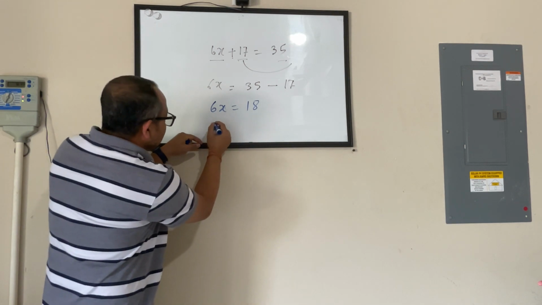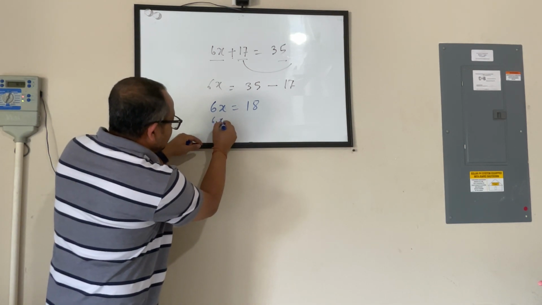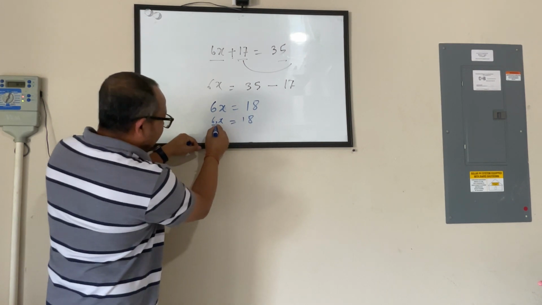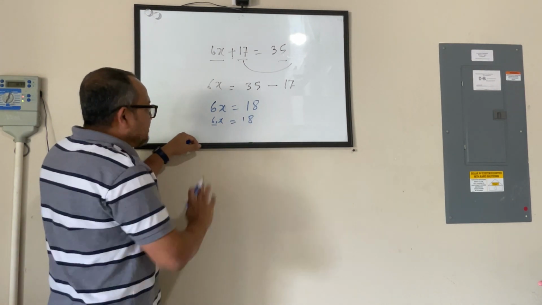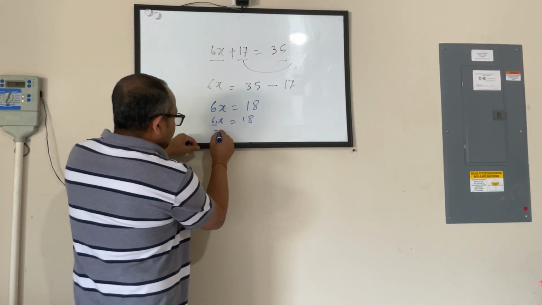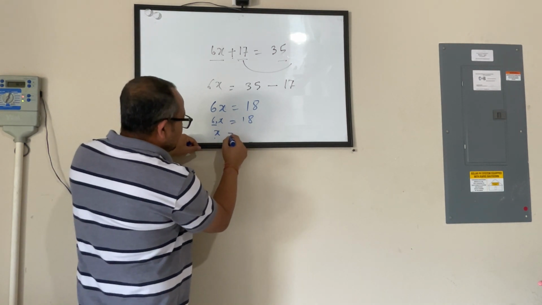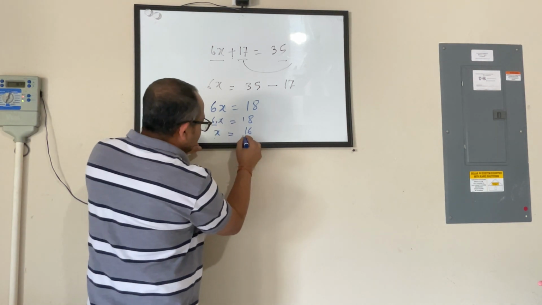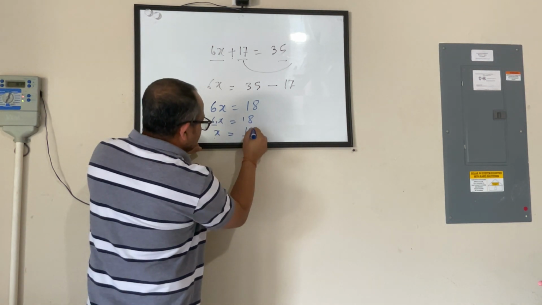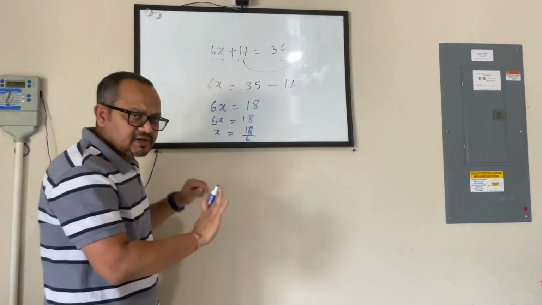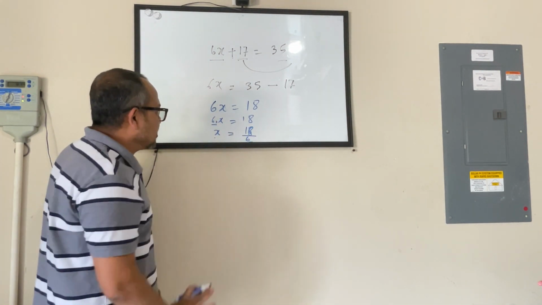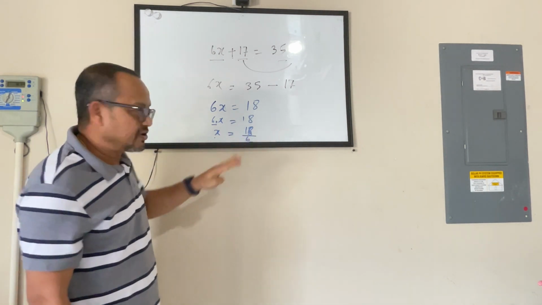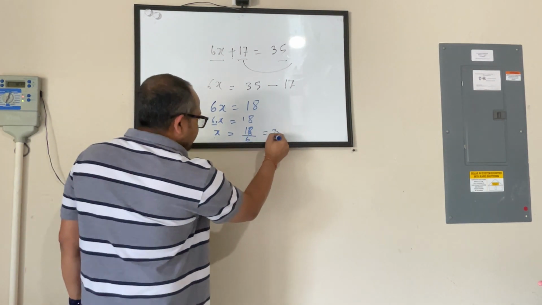So 6x I can always write as 6 into x, correct? Equal to 18. So this is multiplication. If it goes this side, that becomes division. So if I keep x on one side of the equal to sign, the multiplication goes to the other side and becomes a division. This is simple, right? This should not be bothering us, but I'm just doing it to make sure that I'm not leaving the maths halfway through. Now this becomes 3.